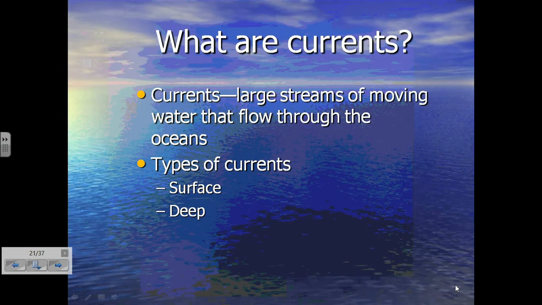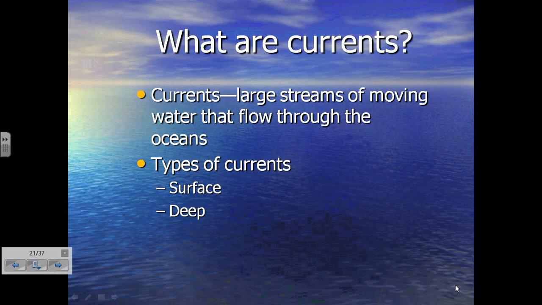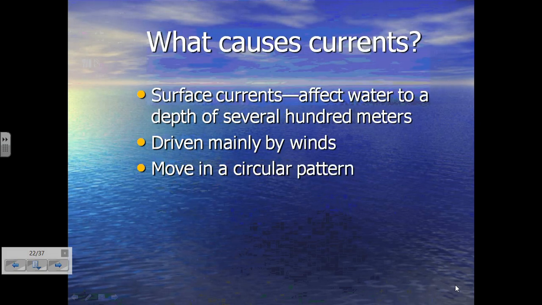Now, what are currents? Well, currents are large streams of moving water that flow through the ocean. And there are two types that you'll need to walk away being familiar with. They include the surface currents and deep currents. So, let's talk about surface currents, or what causes them rather. Surface currents affect water to a depth of several hundred meters. Now, these surface currents are driven mainly by winds, and they happen to move in somewhat of a circular pattern.